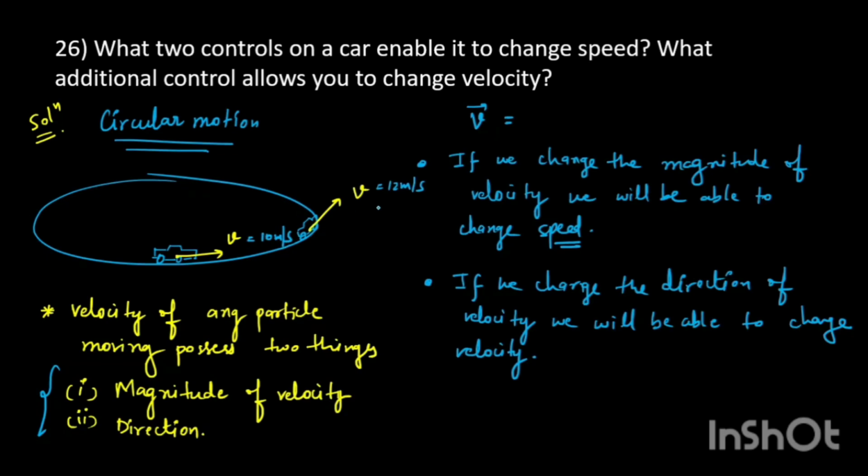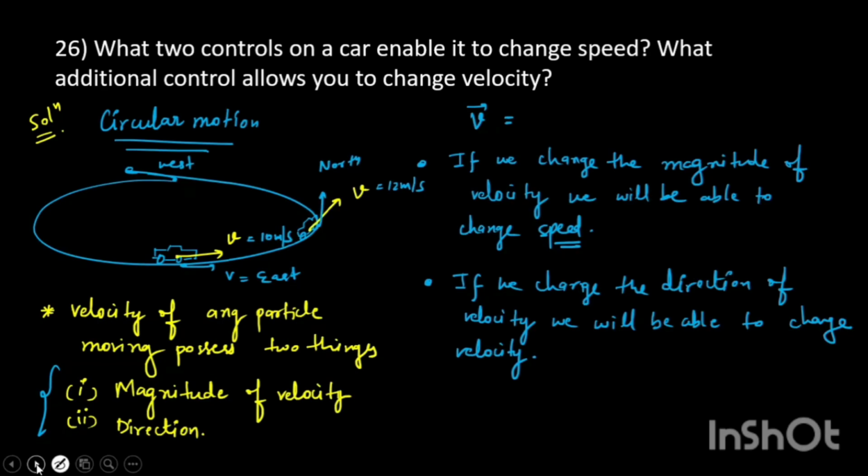By changing the magnitude. But if we talk about the direction, we can say initially the velocity of the particle was towards east, and after some time it becomes towards north, and later on it becomes towards west. So what are we doing here? We are changing the direction. If we are changing the direction, we are allowing change in velocity. So this is the thing that we need to remember. All right, let's move ahead.